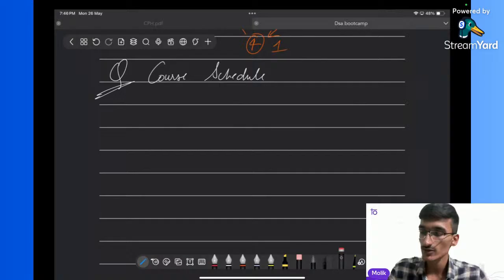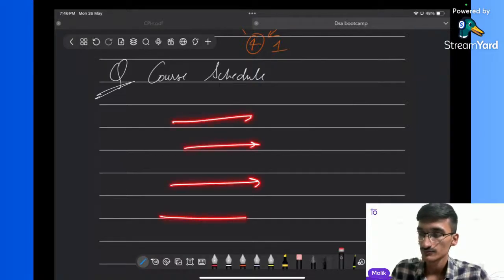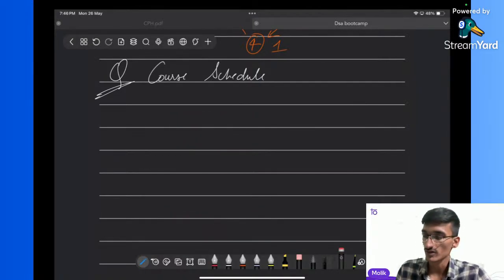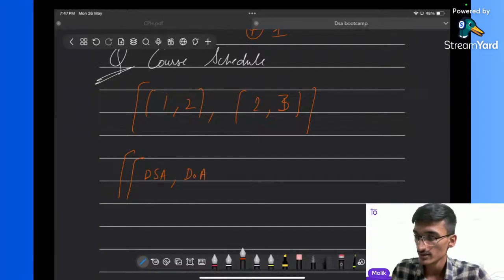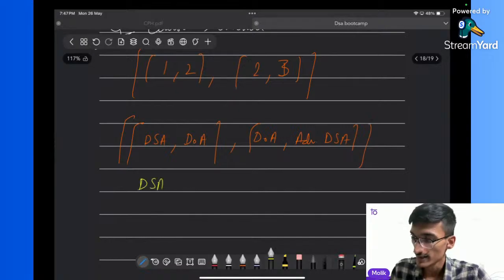So essentially what they have given you is the edges, right? So for example, one instance of this problem can be 1, 2 and 2, 3. This 1, 2 could also be given like this: DSA before DOA, and then after DOA you do advanced DSA, right? So that's how you map it: DSA first, then you do DOA.